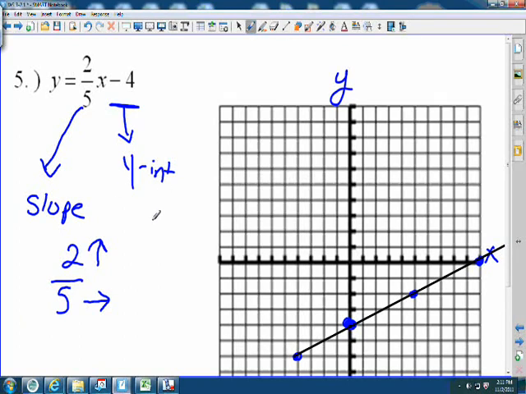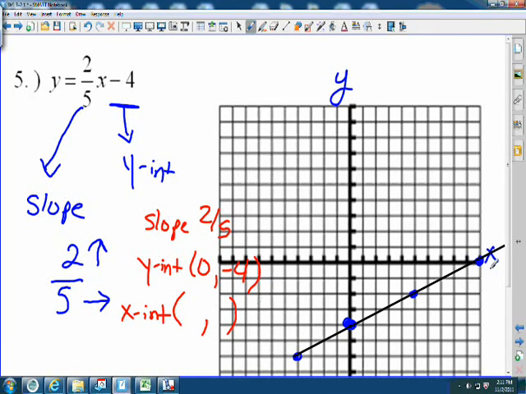Now wait a minute. I know my slope is 2/5. My y-intercept is 0, negative 4. Can you find the x-intercept on the graph? Where's the x-intercept? Right here. This point right here should be 10 and 0. Remember, the y-intercept always has an x number of 0. The x-intercept always has a y number of 0.